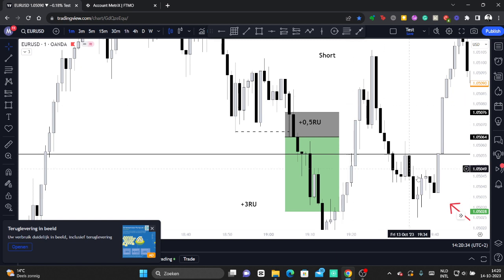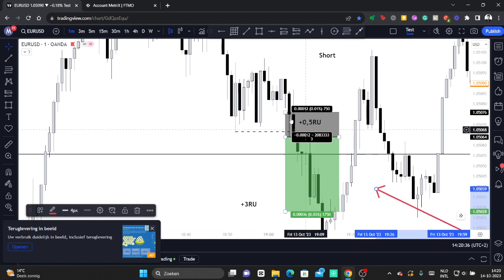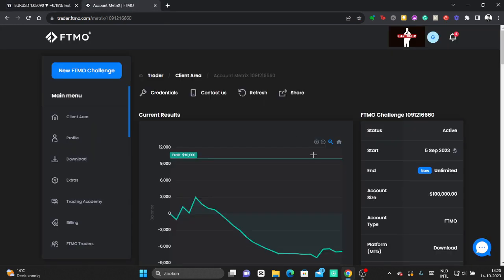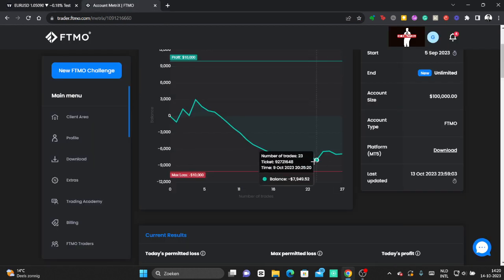But that's okay. So as you can see, if we go back on the FTMO, we are slightly going upwards. So this was our lowest point, and it's currently on this point. So we are currently a bit better than last week, which is pretty good. And yeah, hopefully next week is going to be much better than this one.